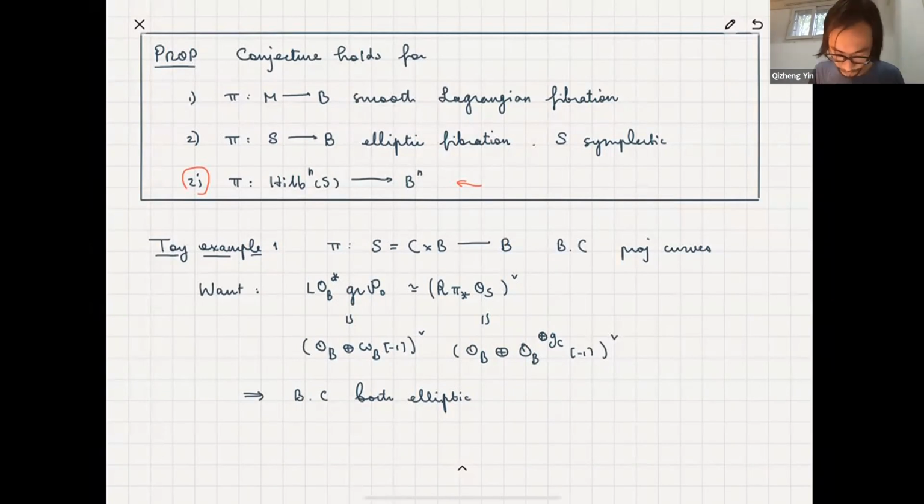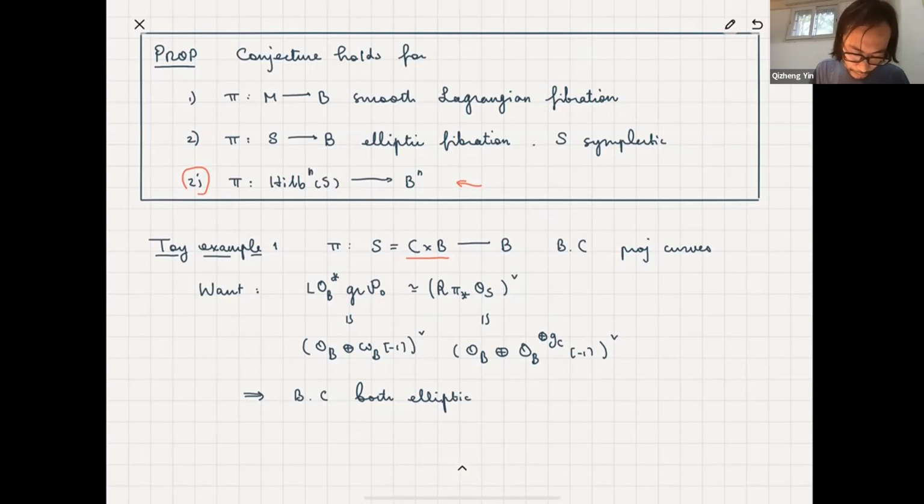Now comes the examples. I want to show you how true this conjecture is, or in which generality the conjecture should hold. For example, let's do a first toy example. I want to know if this conjecture holds in greater generality. But then I just take, say, the product of 2 curves, C cross B, mapping to the second curve B. This is a really simple setting.